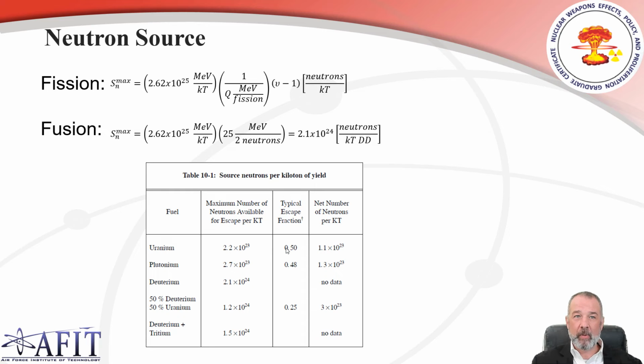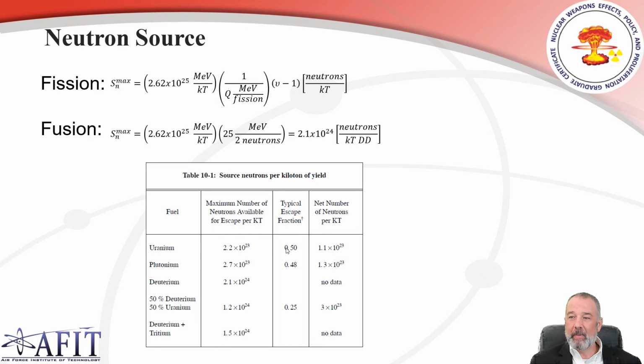It gets more complicated when we look at fusion because we don't really have any data for some of it. When we look at just DD fusion, right, we have 10 to the 24th neutrons available for escape. We have no typical escape fraction, and we don't know how many net neutrons per kiloton of weapon yield we can get from this. So we're missing 2 out of the 3 pieces of information. Not super useful.